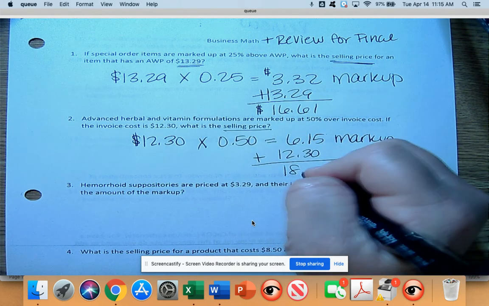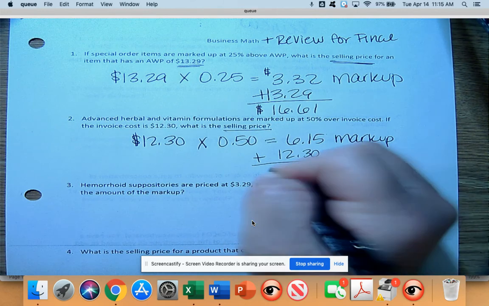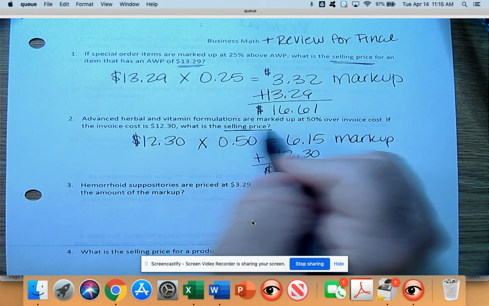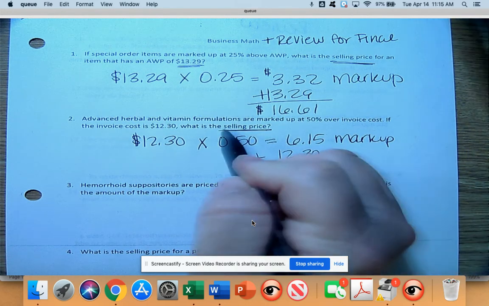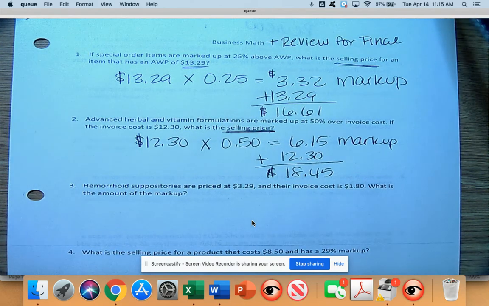Just be careful as to what they ask you. Sometimes they'll ask you for the markup. Sometimes they're going to ask for selling price. Just be sure you realize what they're asking for.